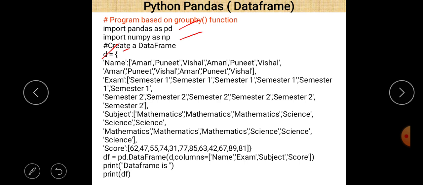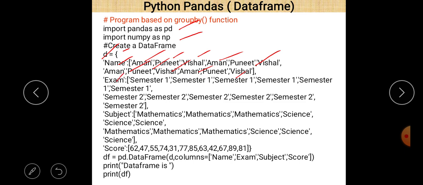So first of all, there is a creation of a dictionary in which you can easily see that the key is name, and regarding name there are different values, and the values are repeated. You can easily see Aman, Puneet, Vishal, Aman, Puneet, Vishal, and so on. So the values are repeated 3 times.